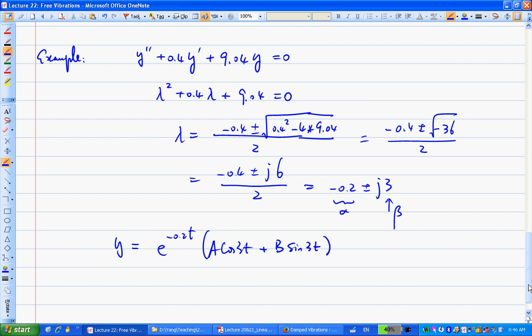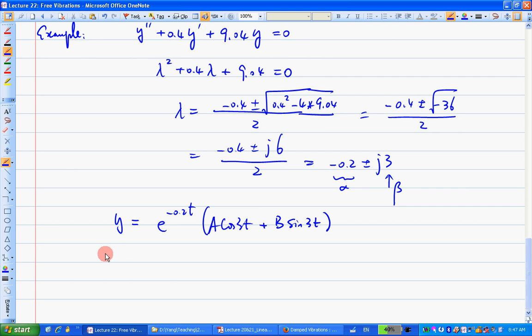So whenever you have complex conjugate roots, chances are you have oscillations, because of the presence of sine and cosine. Now let's take a look at a special case here. You see this term 0.4 here, and these numbers here. Now what if I have a second order differential equation like this?